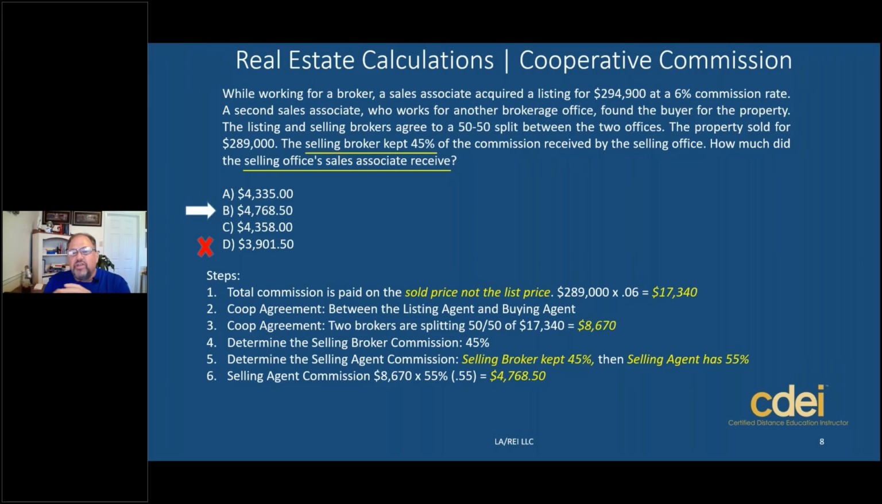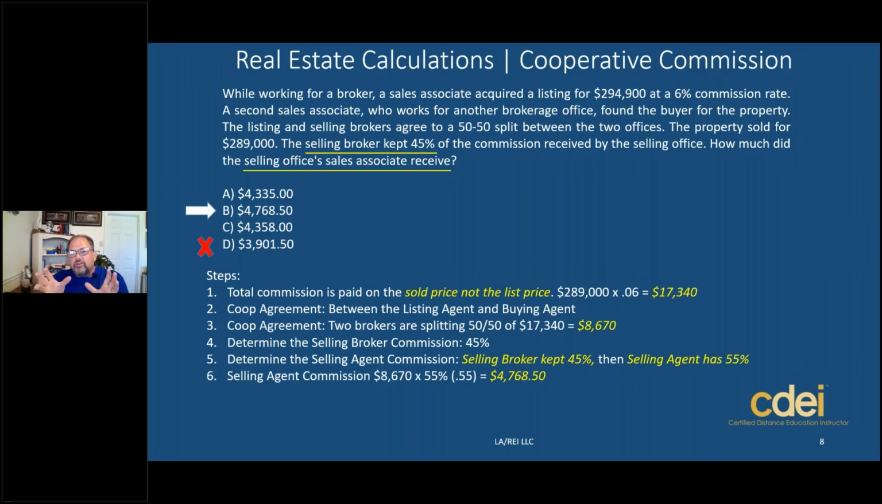So let me put it in better words. Watch this. Instead of saying the selling broker kept 45%, why didn't it read the selling agent received 55% of the commission from the selling broker? How much did he make? Then the 55% number's there, and you go straight into it and you get $4,768.50.